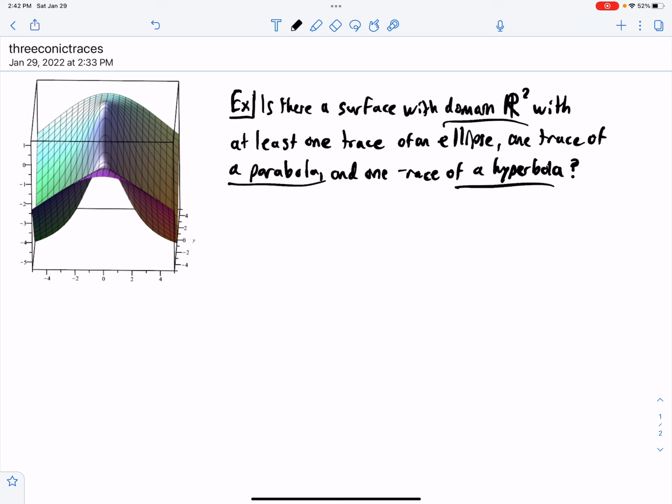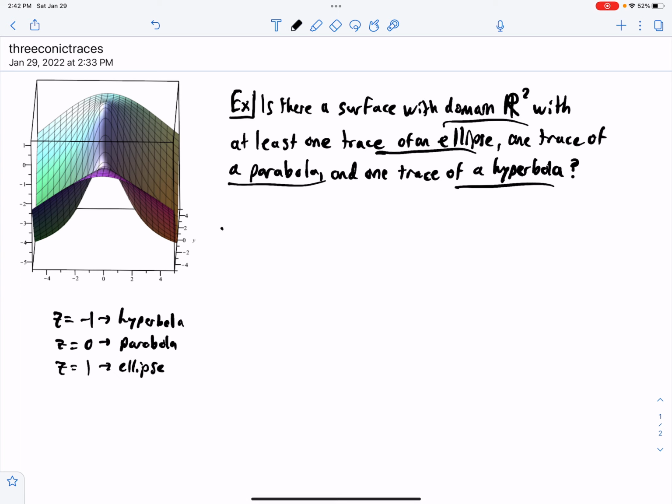All right, so there is a nice, elegant function here, and I'm going to produce a function that not only produces each of these traces, the ellipse, the parabola, and the hyperbola, but it's going to have z equals -1 produce a hyperbola, z equals 0 produce a parabola, and z equals 1 produce an ellipse.